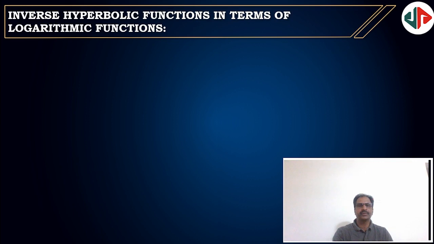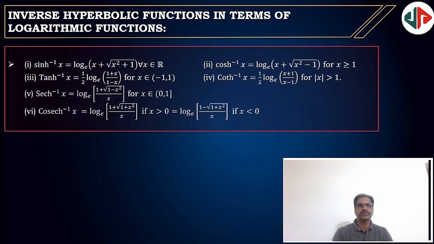Next, inverse hyperbolic functions in terms of logarithmic functions. Sin h inverse x is log of x plus under root x square plus 1. Cos h inverse x is log of x plus under root x square minus 1. Tan h inverse x is half log 1 plus x by 1 minus x. Cot h inverse x is half log x plus 1 by x minus 1.